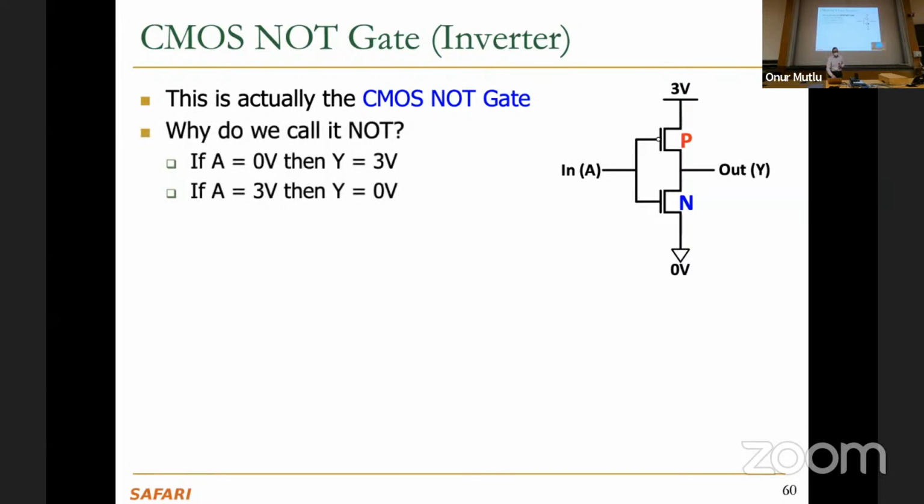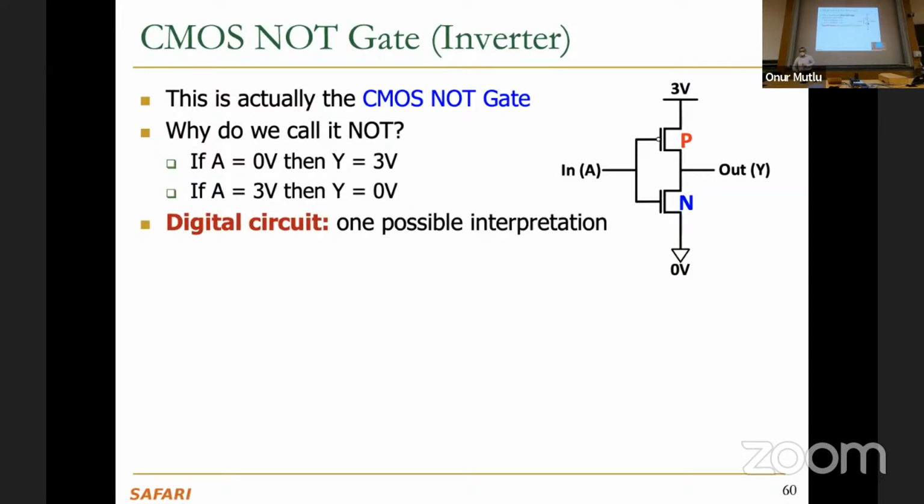Okay, why do we call it NOT? I mean, this is obvious, hopefully. If you apply low voltage, you get high voltage in the output. If you apply high voltage in the input, you get low voltage at the output. That's why it's inverting. And CMOS is also inverting logic. Basically, you build everything by inversion. You will see that when we build an AND gate soon.